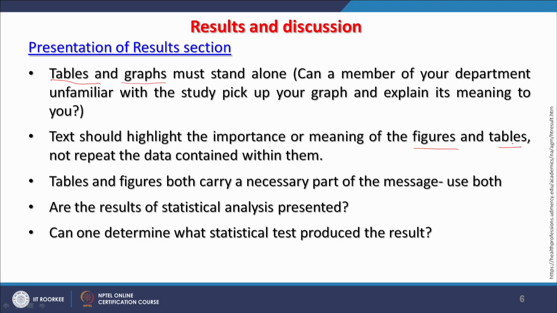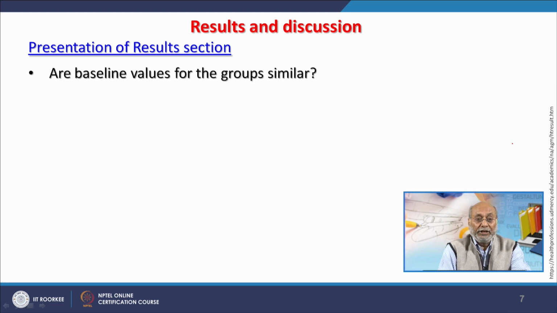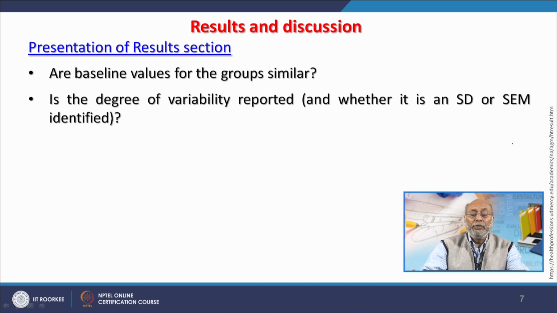Now, one can determine what statistical test produced the results. Whatever results have been produced, which method produced them should have a link in the methodology section. In this we should also consider a question like: are baseline values for the groups similar? That means whenever we want to compare things or have a relative understanding, we should have the same baseline. Baseline here can be year. If I am analyzing rainfall data and at the same time the temperature values, then the baseline year in those two comparisons should be the same. Otherwise there will not be any comparison and the results will not have any value whatsoever. So this is what baseline values means here.